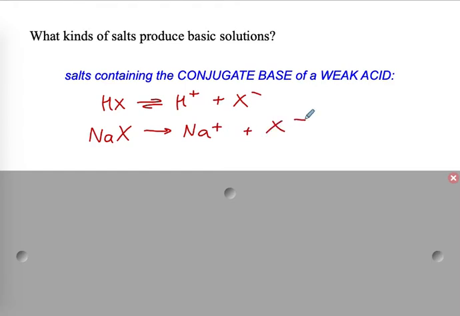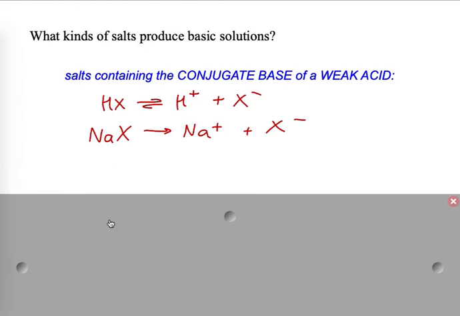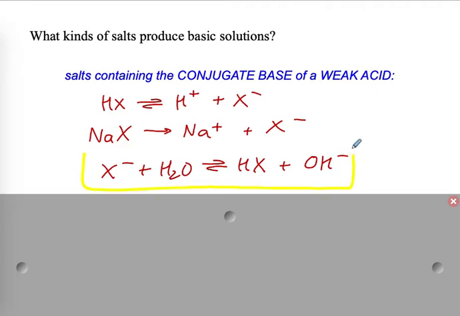This second equation is not an equilibrium. I repeat, not an equilibrium. It is not governed by an equilibrium constant. It is only the source of X minus in solution. The equilibrium we want to consider is the weak base ionization of the conjugate base in water to form the acid plus hydroxide. This is the equilibrium, governed by an equilibrium constant that we'll deal with later, that forms a basic solution when you place the conjugate base of a weak acid in water.